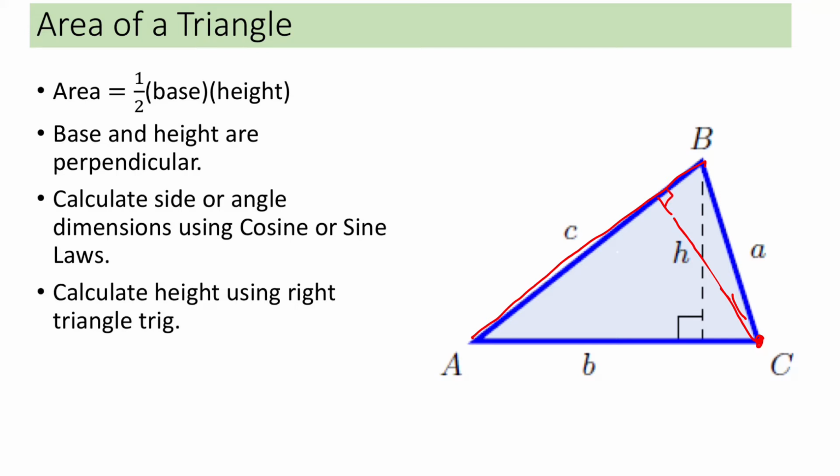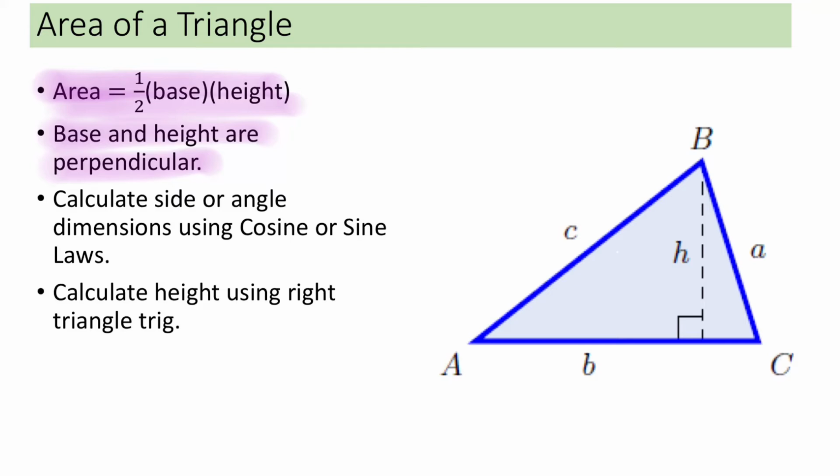So you have three choices for the base and the height associated with that base. Any one of those three combinations would give you the same area. So the area is calculated by the formula area equals 1/2 the base times the height. So you have three options. The base and the height, of course, are always going to be perpendicular to one another.